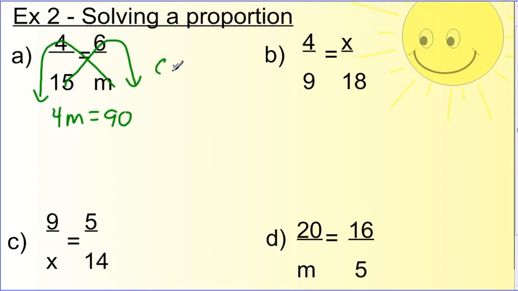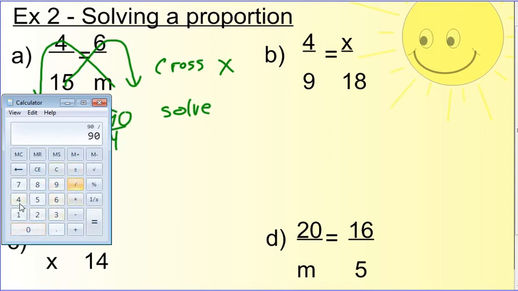So we cross-multiply, then solve. We need to get the variable by itself, the same way we did before. So this variable is being multiplied by 4, so we divide by 4. Divide by 4. M equals 90 divided by 4.